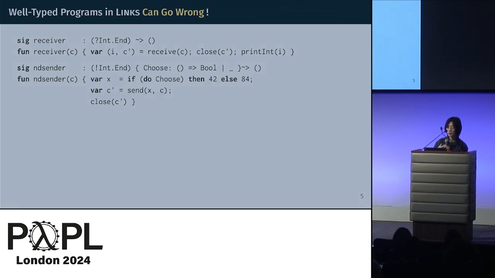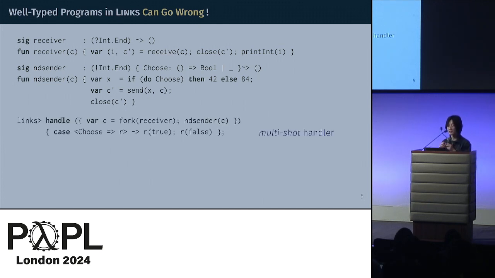It uses the choose operation to decide whether to send 42 or 84. And if we handle the choose operation using a multi-shot handler by invoking the continuation twice, we'll get a runtime error saying that some channel is not found. This is because the continuation of choose captures the channel endpoint C, and during the first invocation of the continuation, the channel C is already closed, so we can't find it in the second execution of the continuation.